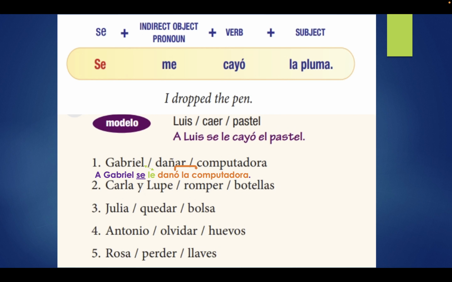So we're going to start with the same structure you have up there at the top. So we know we need a Carla and Lupe, just given their names. A Carla and Lupe. We need the word se. We know that Carla and Lupe would be they. So our indirect object pronoun in this case should be les. And then they broke the bottles. Bottles are plural. So we're going to take romper and say that a Carla y a Lupe se les rompieron las botellas. Again, with les agreeing with Carla and Lupe, and with rompieron agreeing with las botellas.